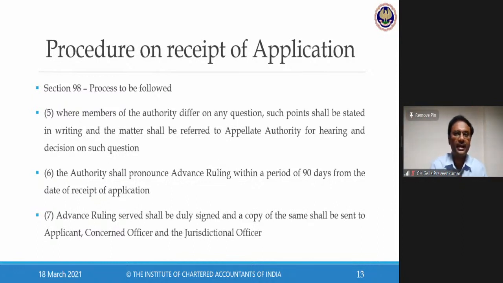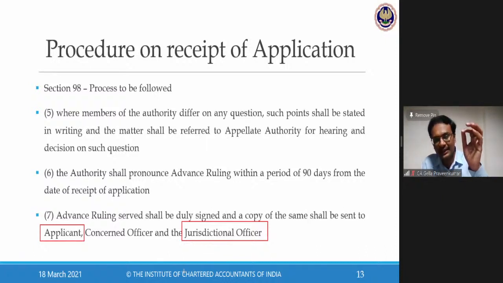Two people you have to keep in mind, very important people. I call them VIP, very important persons. First person is the applicant. Second person is your jurisdictional officer. The authority says, look, I'm going to give you an advance ruling. And this particular advance ruling is binding on two people. One is the applicant, second is the jurisdictional officer. These are the two people on whom this advance ruling is binding.